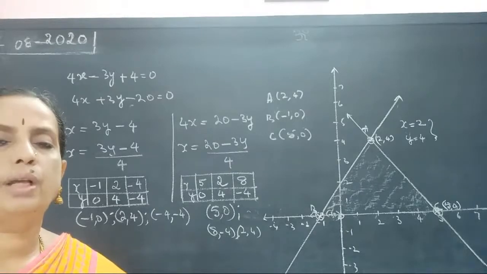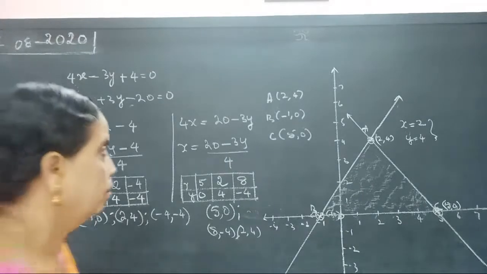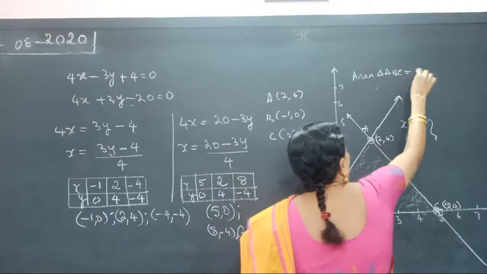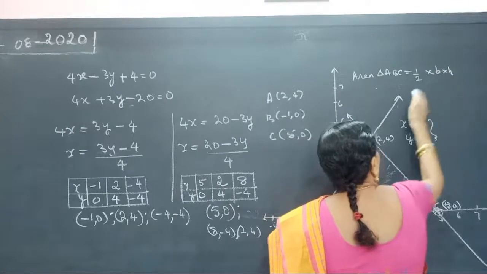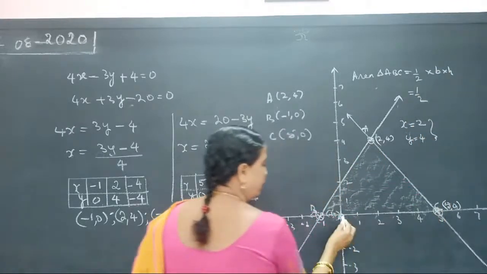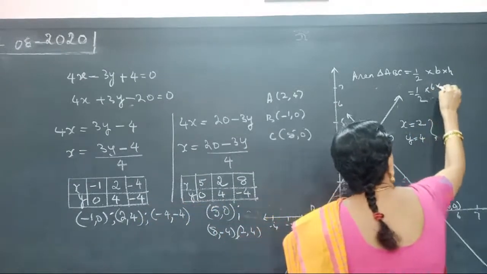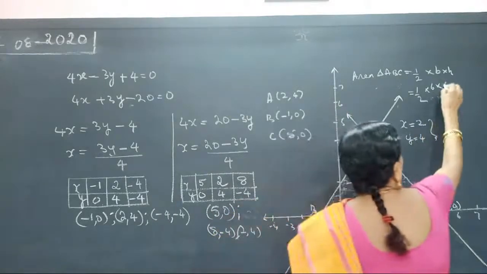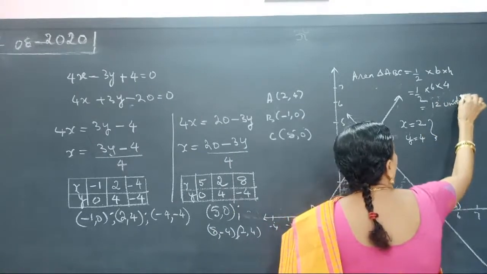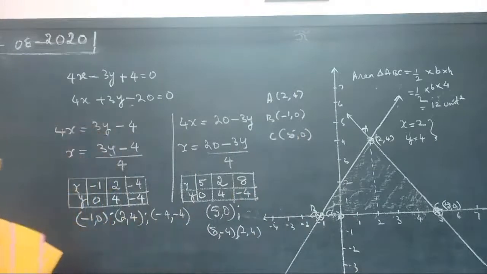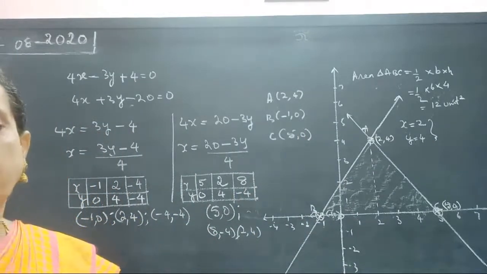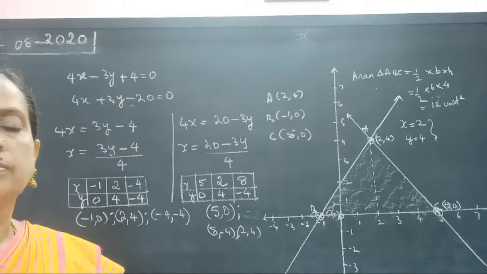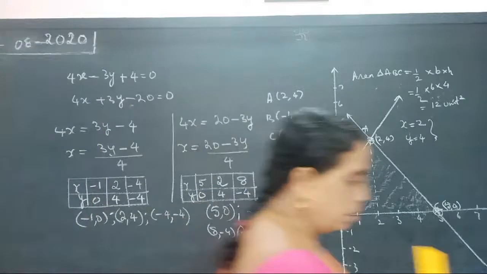Yes, don't write only 12, it is 12 unit square. It is the area of triangle ABC, half into base into height. The base is up to here, 5 plus 1, 6, and see the height, the vertical height, it is 4. So you will get 12 unit square. Square unit or unit square? Where is the gap? Graphically. Yes, your answer is right. Next question.